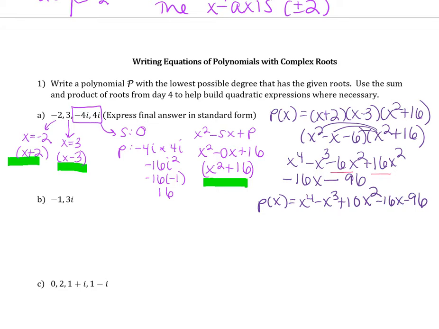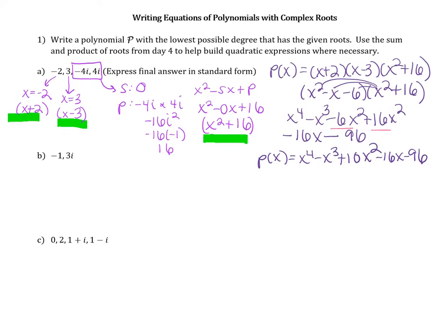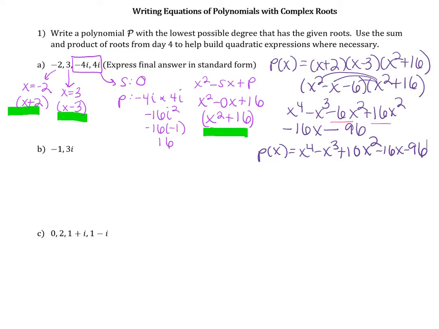Okay, and that's that. So coming on down to B, the rest of them I'm not going to put in standard form just to pick up a little pace here. Notice I give you a real root of negative 1 and then an imaginary solution of 3i, but remember imaginary always come in conjugate pairs. So negative 3i, you have to know, is also a solution.